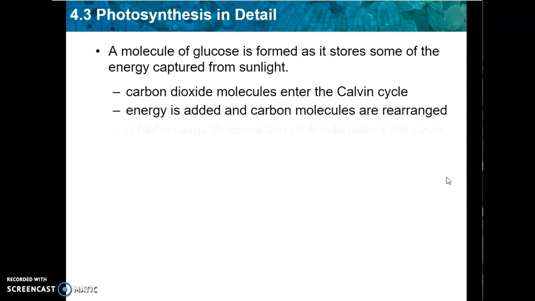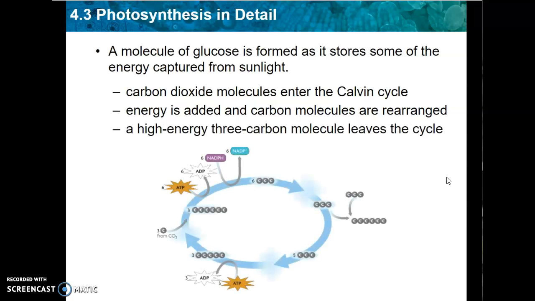Carbon dioxide molecules enter the Calvin cycle. The energy is added and carbon molecules are rearranged, because remember, that's all we really do with chemical reactions. We're simply rearranging atoms. And we end up with a high energy 3 carbon molecule that's going to leave the cycle. So 3 carbon molecule, 2 turns of the cycle will give us that 6 carbon sugar we're trying to get to.